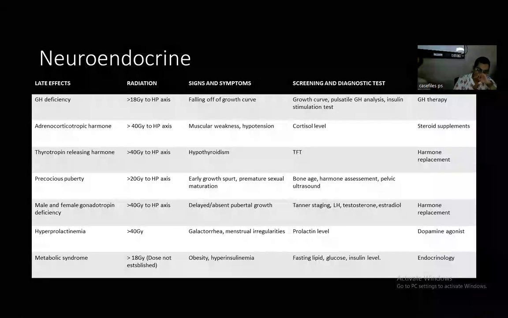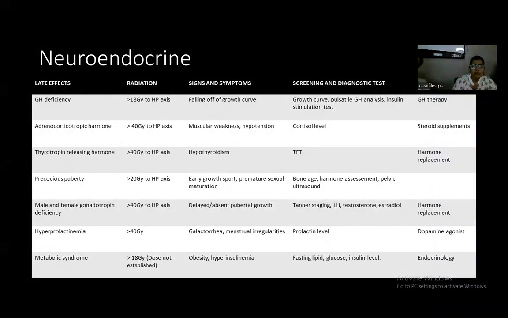Now, next is neuroendocrine. Among the late effects of neuroendocrine, we can see growth hormone deficiency, which we usually see as a falling off of the growth curve. So we have to check the growth curve, pulsatile growth hormone analysis, and insulin stimulation test for the same.